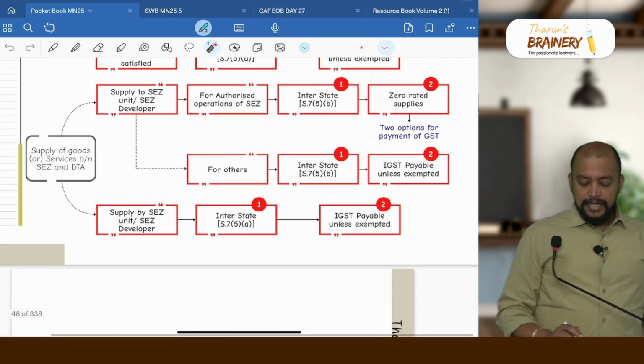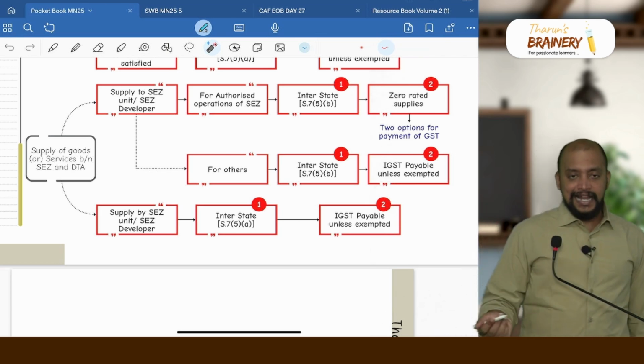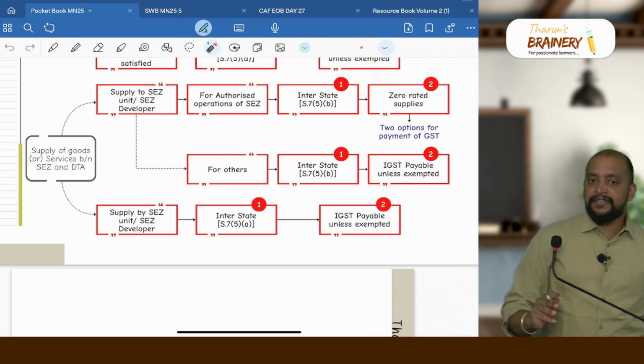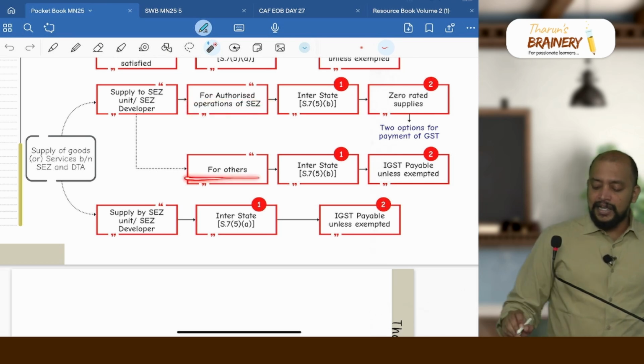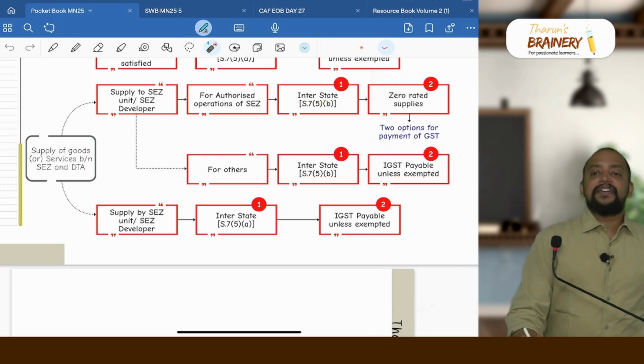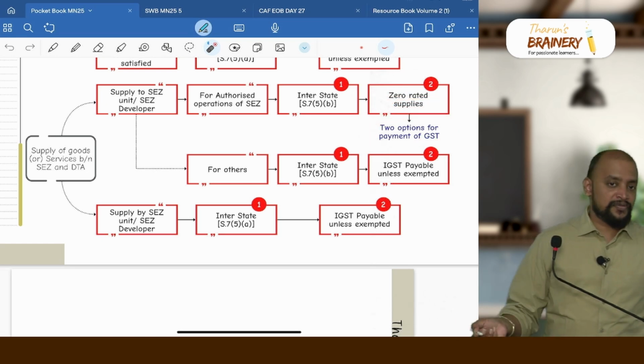Then next, supply of goods or services between SEZ and DTA. Suppose it is supplied to SEZ unit or SEZ developer, then we need to see, is it for authorized operations of SEZ or for others? If it is for authorized operations of SEZ, then it will be treated as interstate under 75B, and it will also become zero rated. When it becomes zero rated, two options are available for payment of GST.